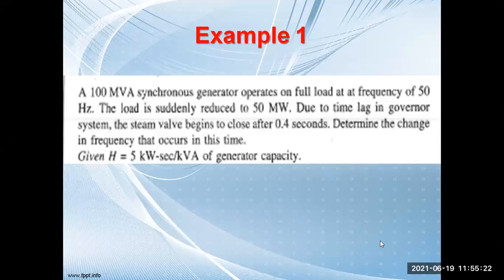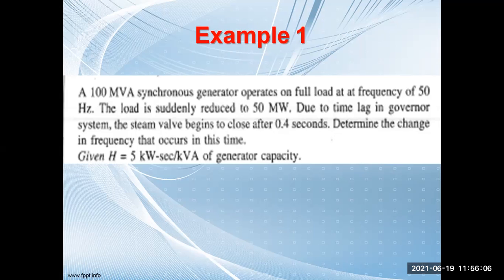Now we'll take some numerical problem. A 100 MVA synchronous generator operates on full load at a frequency of 50 Hz. The load is suddenly reduced to 50 megawatt. Due to time lag in the governor system, the steam valve begins to close after 0.4 seconds. Determine the change in frequency that occurs in this time. H, the inertia constant, is given as 5 kilowatt second per kVA of generator capacity. The rating of the generator is 100 MVA, the frequency is 50 Hz, and the load is reduced to 50 megawatt. Initially there was a load, but the load is reduced now.